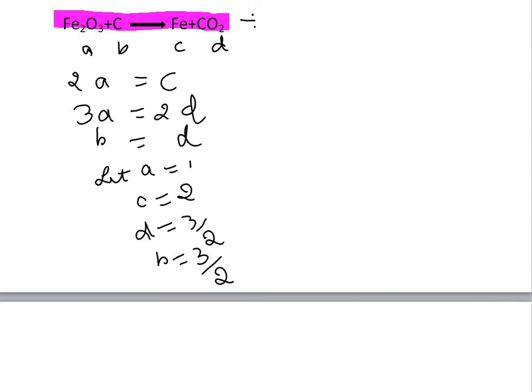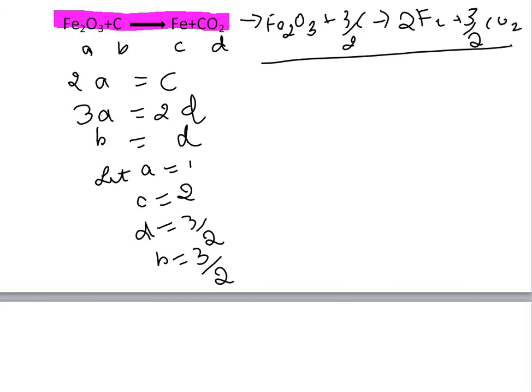Just balance it. Fe2O3 plus 3 by 2 C gives rise to 2Fe plus 3 by 2 CO2. So it is completely balanced. Just crisscross in any other method, you will get the same balanced equation.